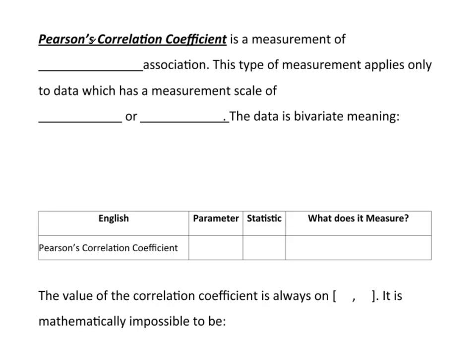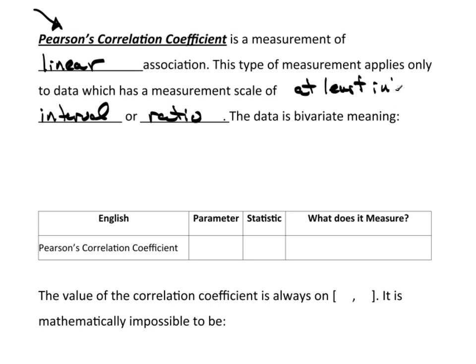Okay, so let's talk about the idea of Pearson's correlation coefficient. Pearson's correlation coefficient is a measurement of linear association. And this type of measurement applies only to data that has a measurement scale of interval or ratio. And very commonly we say at least interval. At least interval would be interval or ratio.